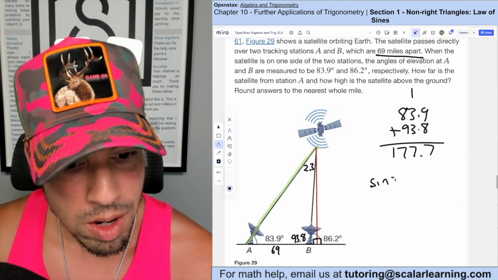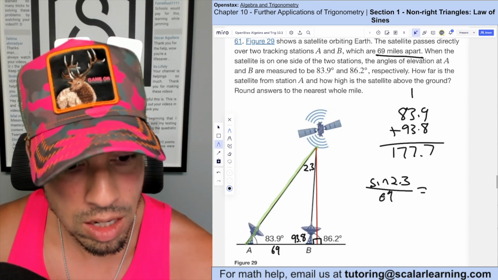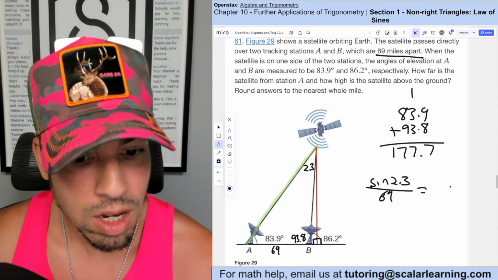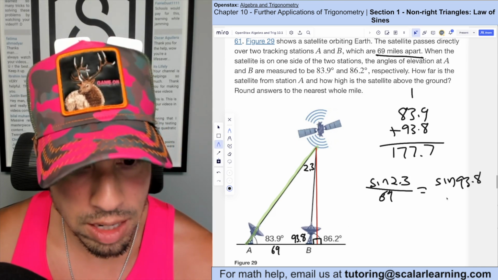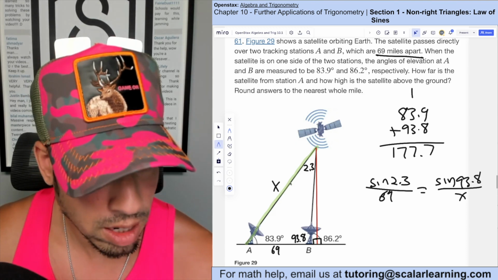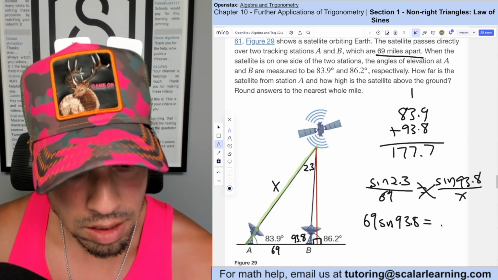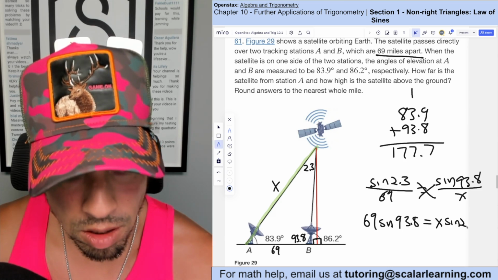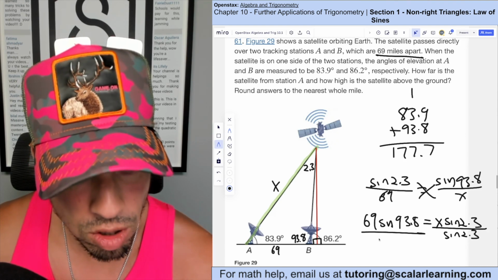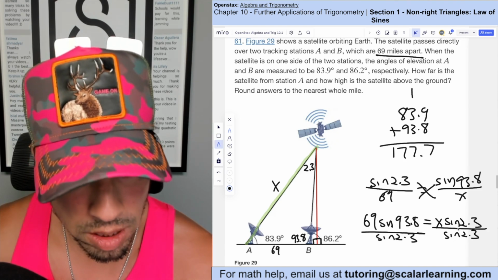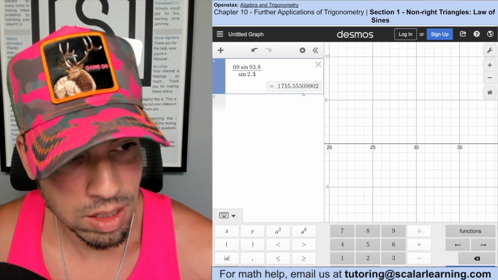We can say sine of angle 2.3 over its opposite side, 69, is equal to, we're going to solve for the green side first, sine of that opposite angle, 93.8 over x. We're going to call this x. All right, let's cross multiply. And we get 69 times sine of 93.8 equals x times sine of 2.3. Then we're going to divide by sine of 2.3 like so. And we're going to see what that is in Desmos. And rounded to the nearest mile would be 1,716 miles.